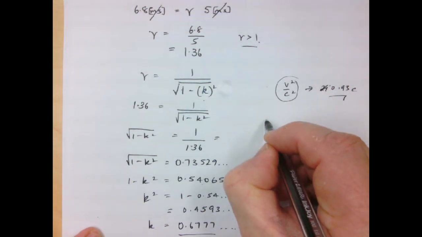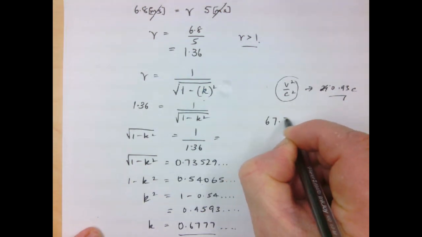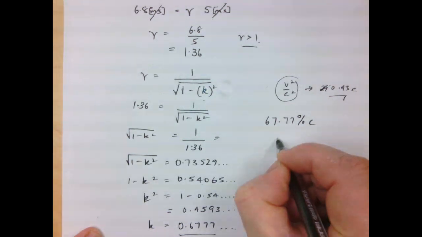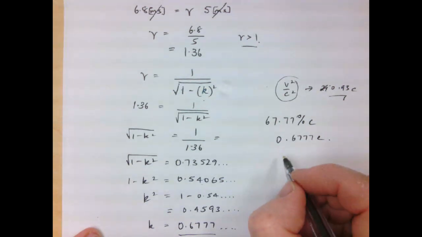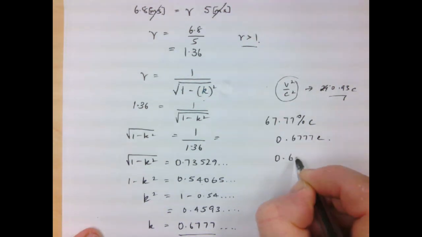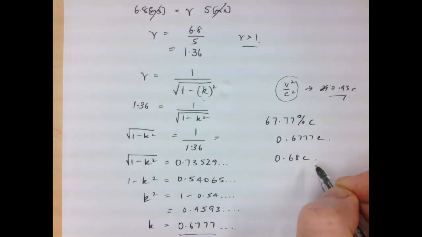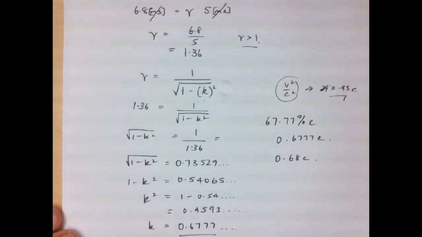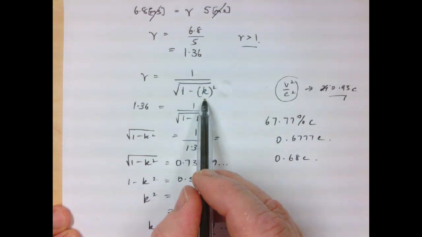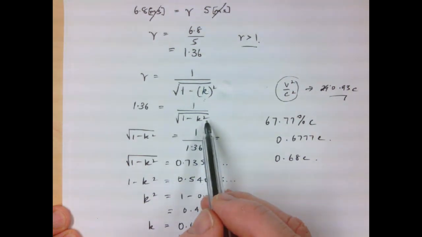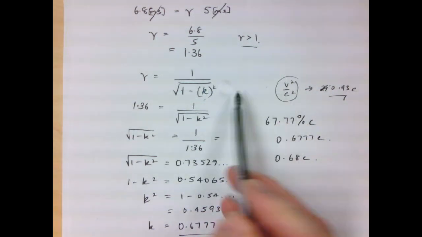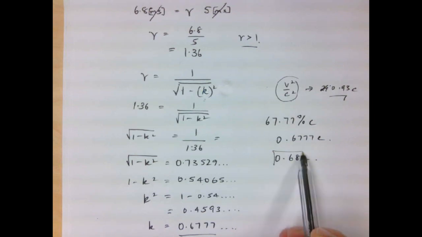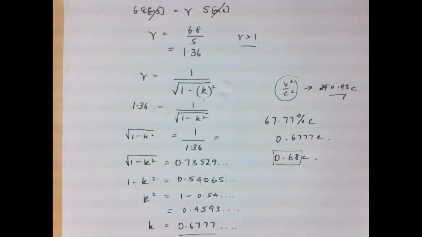So we're actually travelling at 67.77% of the speed of light, or 0.6777c. Rounding it to an appropriate level, that should be 0.68c. This little secret of just using a k value here makes this so much more straightforward than using this fraction of v squared on c squared, because k just stands for this coefficient here. Okay. And going up to question 11.